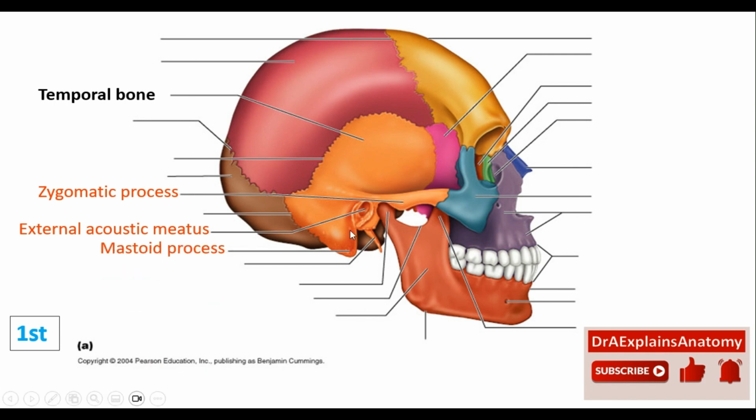This process is the mastoid process. It looks like half an M. So that is the mastoid process. And this is the styloid process, which looks sharper than the mastoid process.